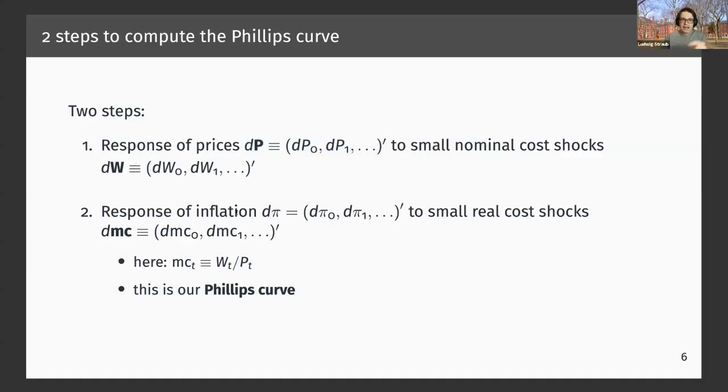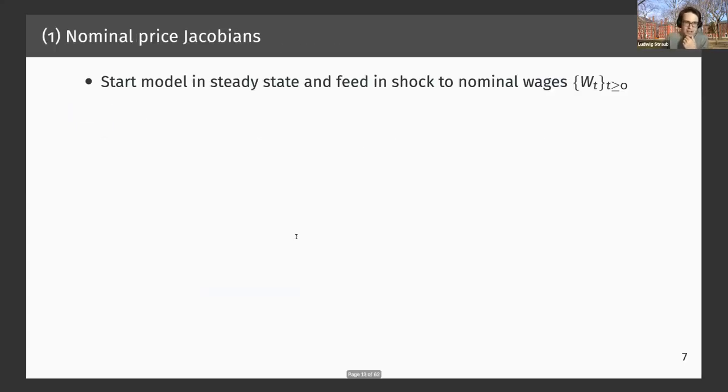And the second step is then going to be our Phillips curve, which is going to be the relationship of an arbitrary real marginal cost shock, which we're going to take to be the real wage here. So W over P is the marginal cost here, to the response of inflation over time. Okay, and this is what we want to get at. This is our Phillips curve that we always put into our DSGE models. So how are we going to do this? Let's start with the first step.